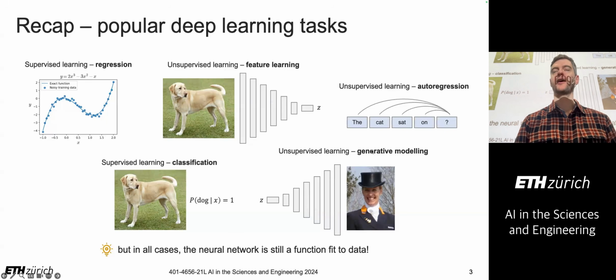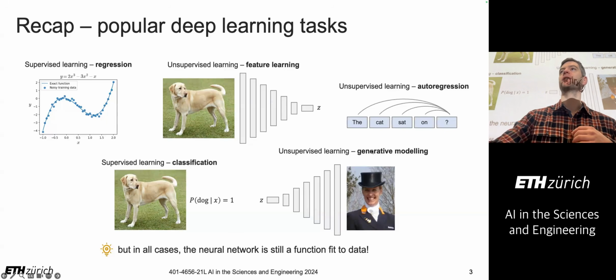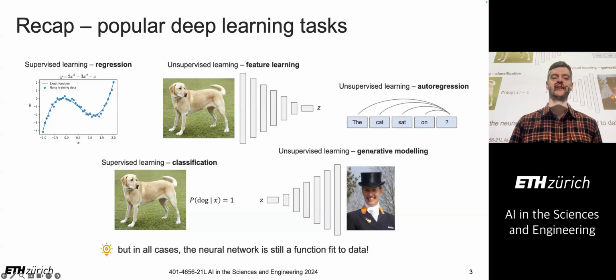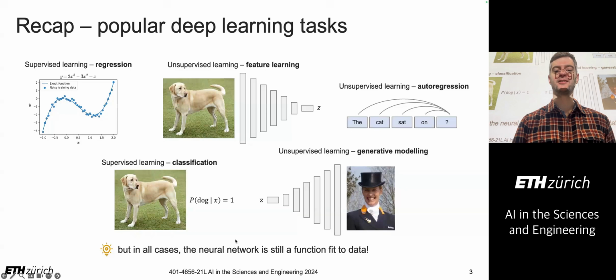And then I also talked about autoregression. So this is the task of predicting future values from past values. But I think what's really important to still remember is, in all cases, we're always training a network to fit some data with some loss function. It's just the way that we arrange that data and label that data is different depending on the task.